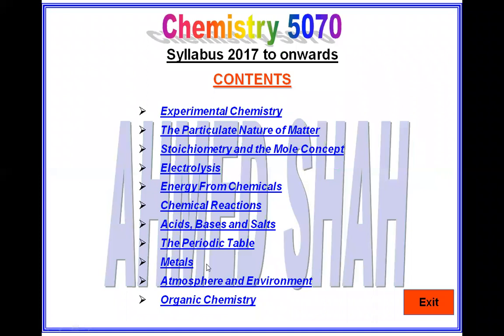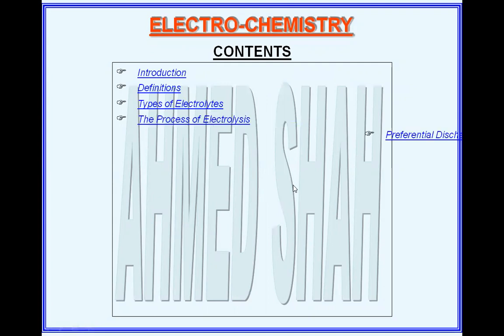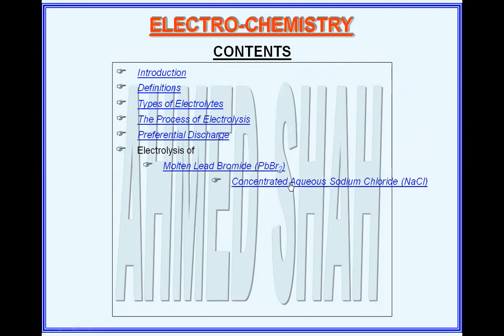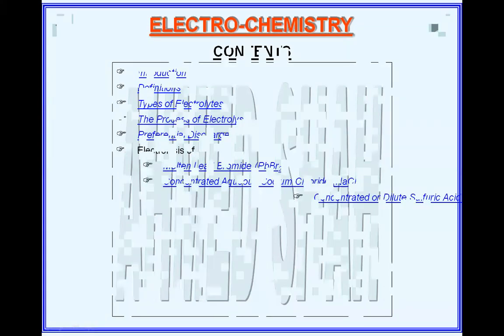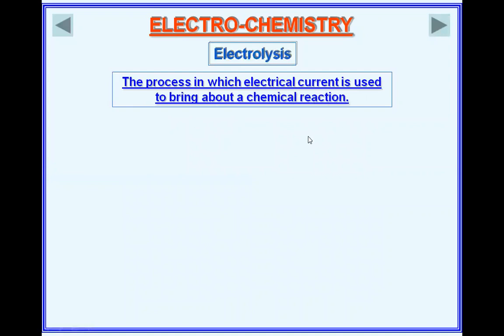So, students, today we have to discuss what is electrolysis and how we produce different substances through electrochemical reactions. They are also known as redox reactions. The definition of electrolysis: the chemical change brought about by electric current. The process in which electrical current is used to bring about a chemical reaction is known as electrolysis.